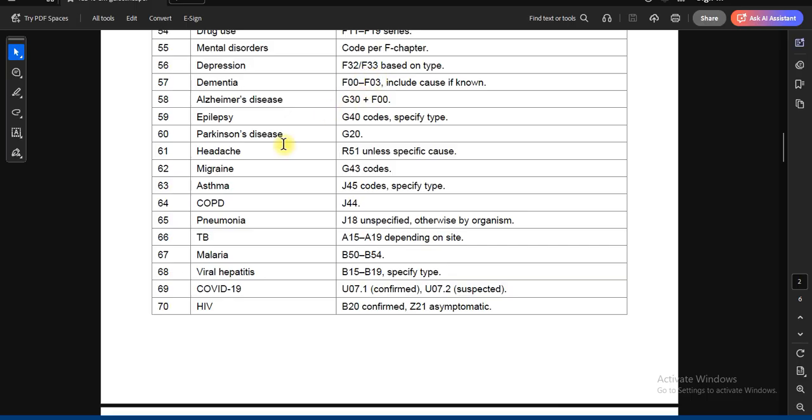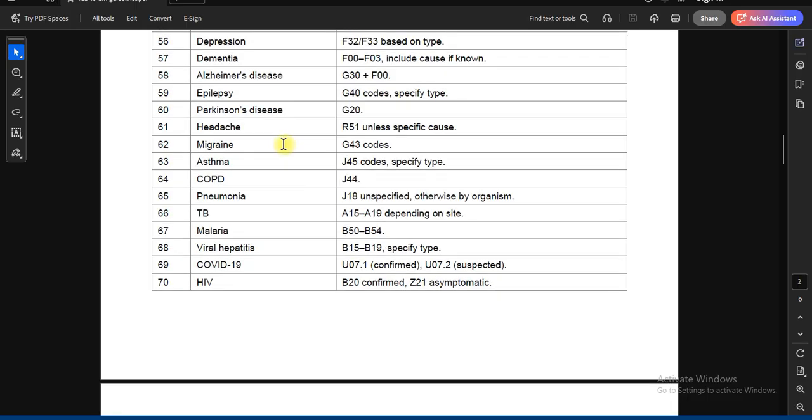Next one is dementia. This is basically a manifestation of Alzheimer's disease. For dementia, we will use F00 to F03. Here they are telling to include the cause if known. For example, if you know the reason for dementia, you need to code the reason, which we usually call the underlying disease for dementia.